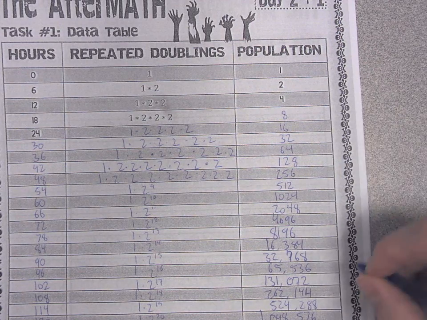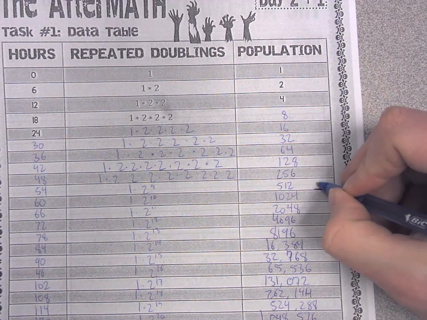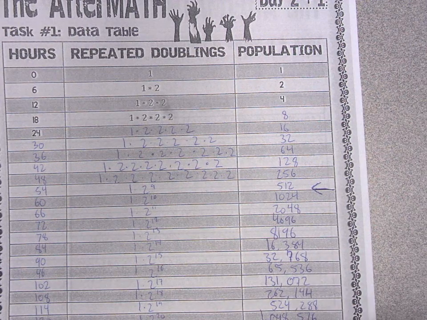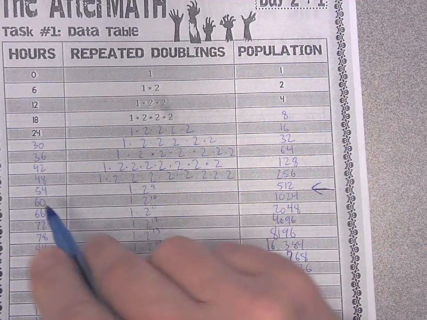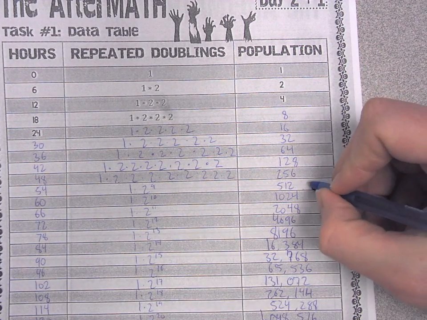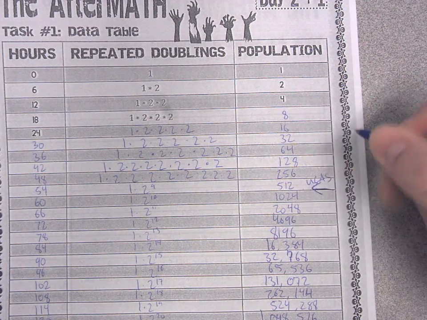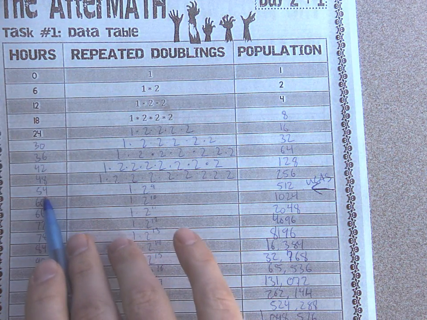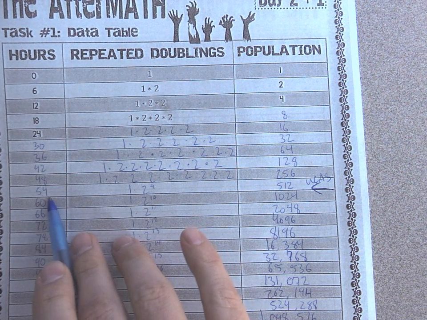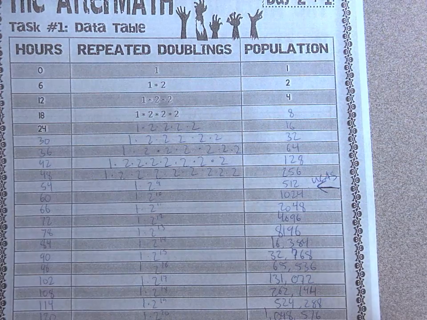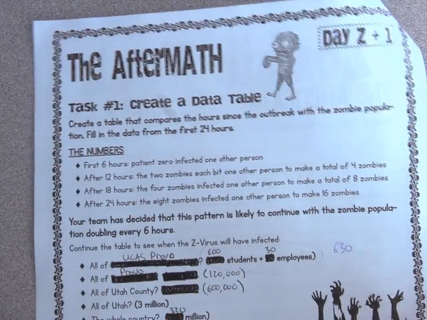Okay, so 630 would go somewhere in between these two guys, right? This is a little bit too small, this is a little bit too big. So in between 54 and 60 hours, somewhere in between there, the zombie population would overtake UCAS. So UCAS is gone, or all infected, after maybe about 56 or 58 hours or something like that. Okay? Let's go back and look at the next guy.